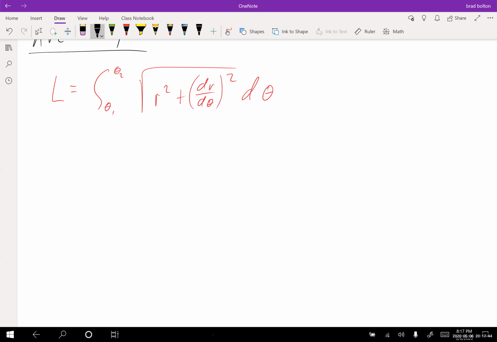So let's look. So it says find, this is example 3, I think.